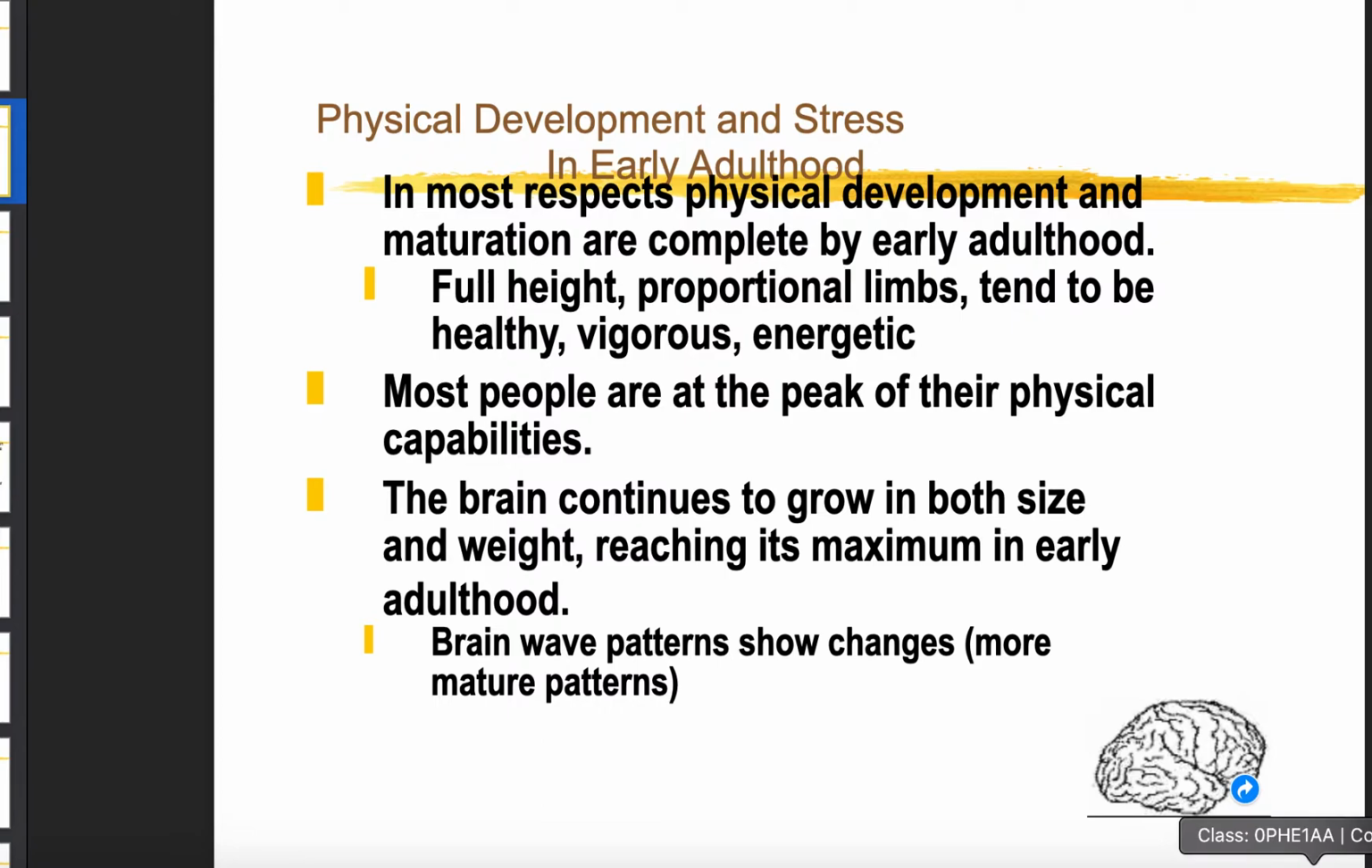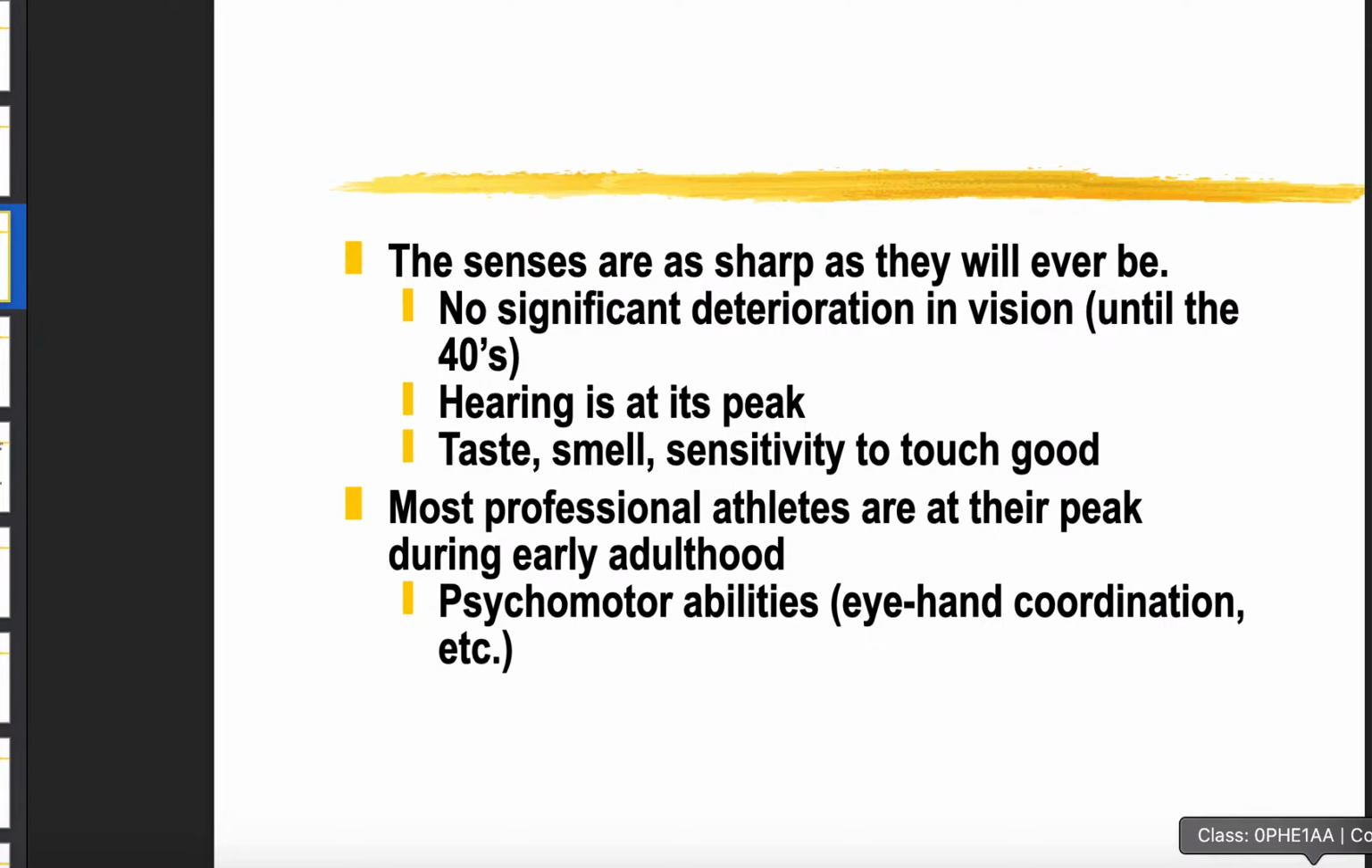In terms of their physical development, it's stunted, it hasn't changed much, and it's about managing that. Most people are at the peak of their physical condition here. The brain will continue to grow in size and it will reach its maximum in early adulthood, and it's about establishing different connections within that brain to grow understanding. So the senses are as sharp as they'll ever be. It's not increasing, it's not decreasing, and as you get through this age group, that is when some of those things might dwindle off in older adulthood and into older age.